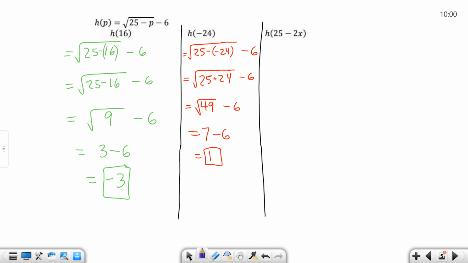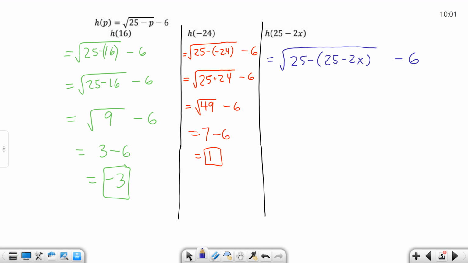And then h of 25 minus 2x. Really? So this is going to be the square root of 25 minus, and again, this must be there. Extend that. Notice what I did: I extended the radical out. So is there any doubt that all of that is under the radical? No. And then I'm going to put minus 6 out here. Is there any doubt that's not under the radical? No. There's no doubt in math. It's not ambiguous. Math is what it is.